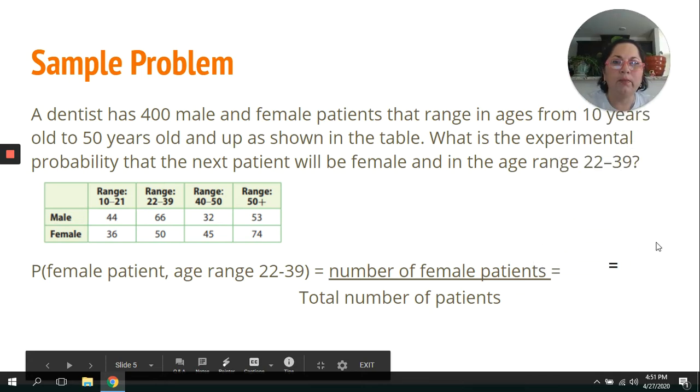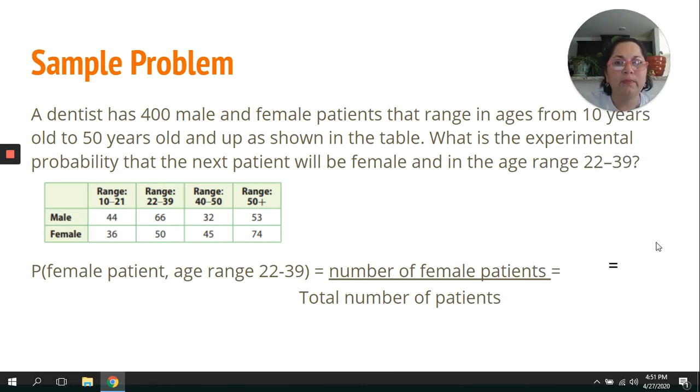All right, we're going to look at another sample problem. Again, you have a table. Also, the sample problem tells you the big number, the total number. So a dentist has 400 male and female patients that range in age from 10 years old to 50 years old and up, as shown in the table.